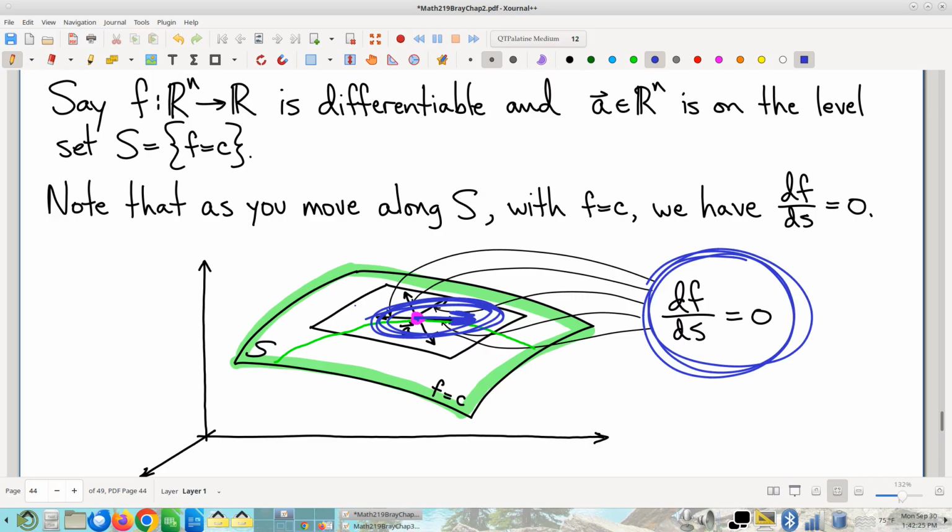Let me say it a little bit differently. It is tangent to a curve in the surface. Let me say that a little bit differently. It's tangent to the surface. Right? So any tangent vector to the surface is going to be the velocity vector of some curve on which the function's not changing, and so that directional derivative is 0.